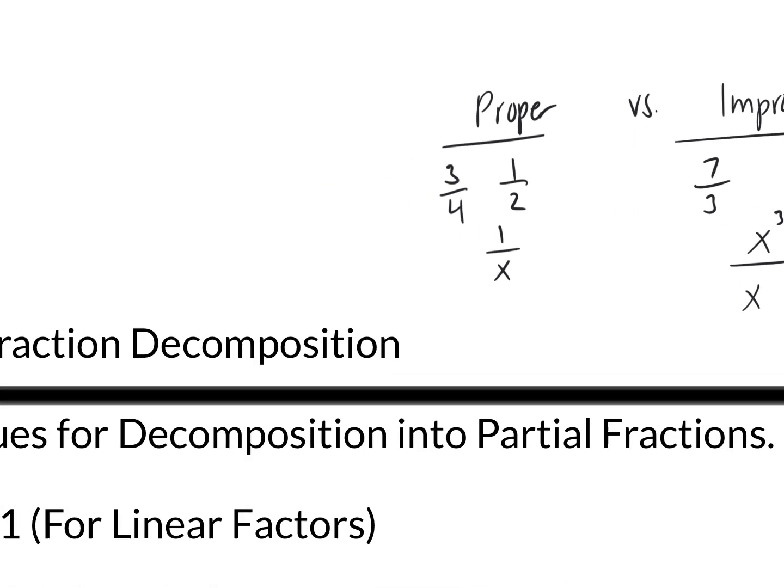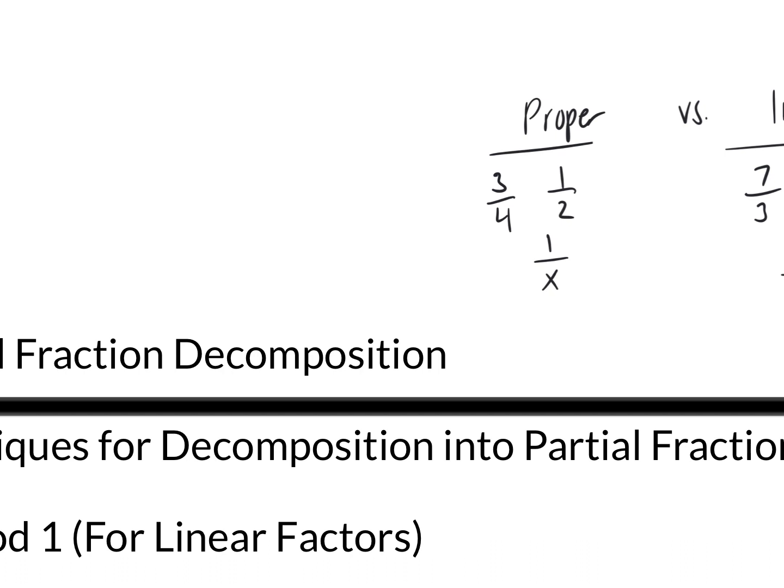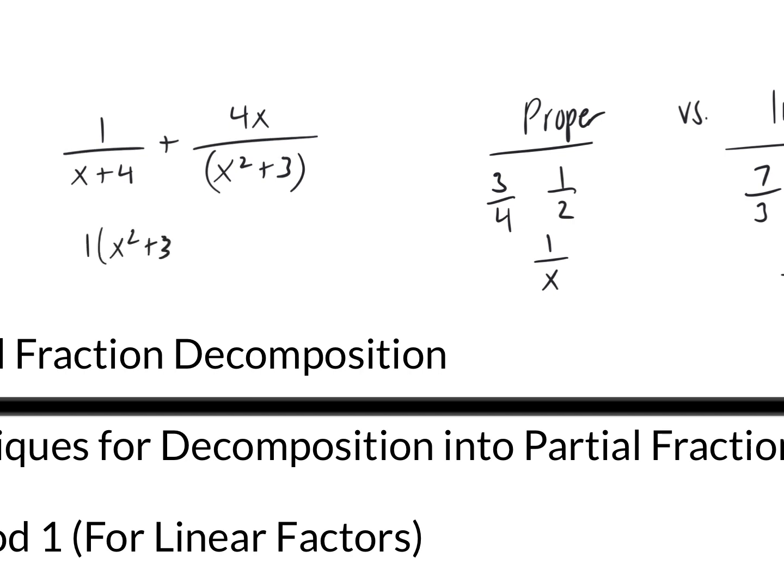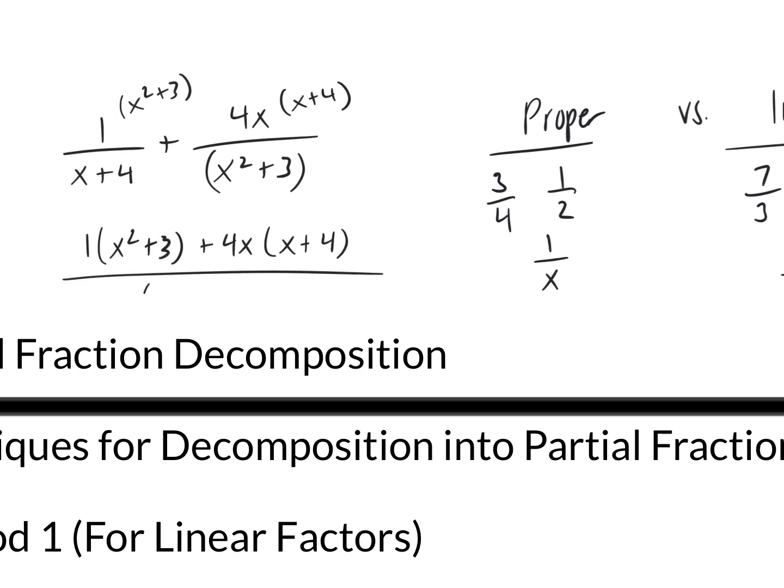The other thing I want to say is we're going to take factors like, let's say, 1 over x plus 4 plus a fraction with x squared plus 3 on the bottom and, let's say, a 4x on top, okay? If we wrote this as one fraction, I would have to get a common denominator, so I would have to multiply each side. This one would be times x squared plus 3, and this one would be x plus 4.